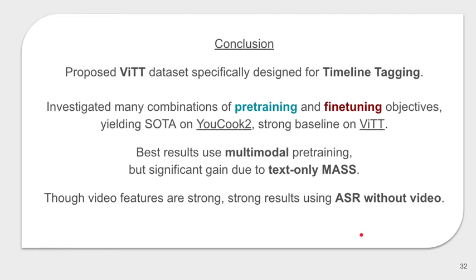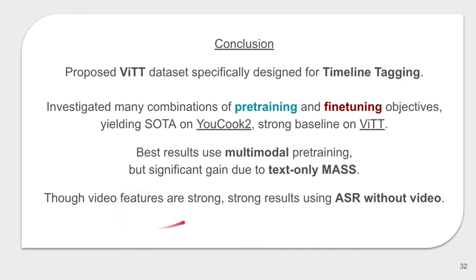Conclusion. We have proposed a new data set, video timeline tags, specifically for the timeline tagging application to help users navigate videos. We have investigated many combinations of pre-training and fine-tuning objectives, yielding state-of-the-art results on UCOOK 2 and a strong baseline on VIT. The best results use multimodal pre-training, although significant gain is observed due to just using text-only mass.